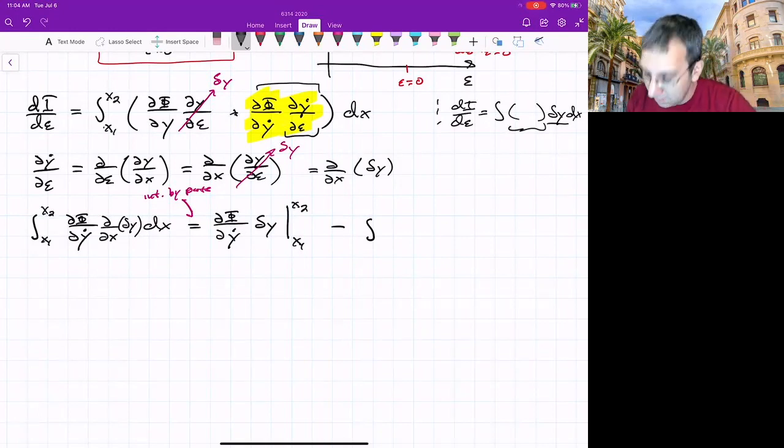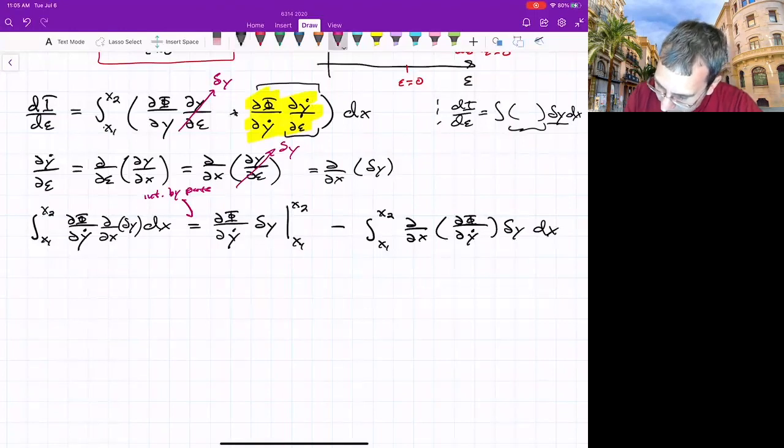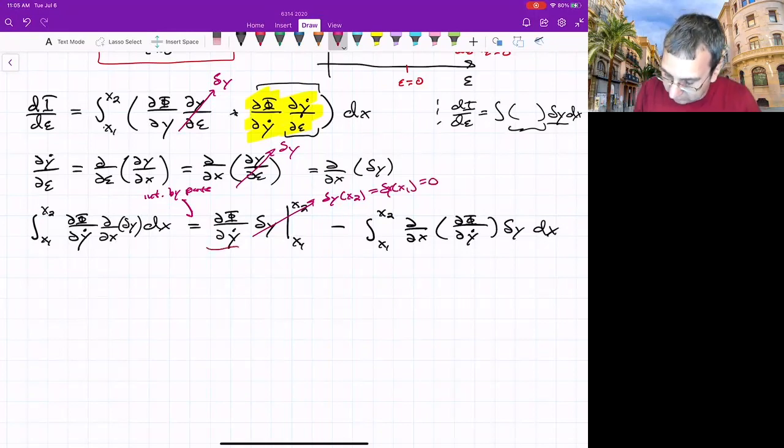Minus what? The integral from x1 to x2 of partial x of partial phi partial y dot times delta y dx. Ooh, okay, but what is this? This is going to be 0 because delta y of x2 and delta y of x1 are both 0. So this thing is 0. So we pick up nothing from that.